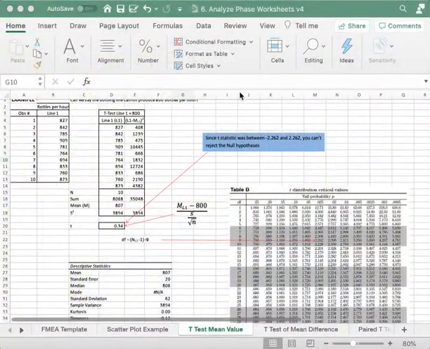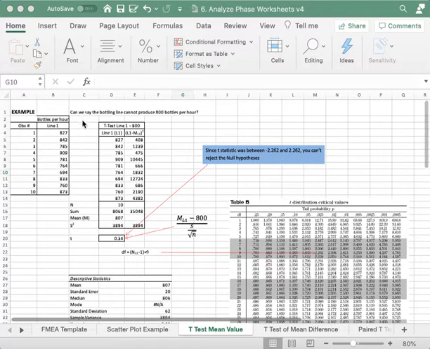So let's take a look at an example with a one-sample t-test. Open that Excel file that you have, the Analyze Phase Worksheet. You have a tab for t-test mean value. Here we have an example: say the bottling line cannot produce 800 bottles per hour. This is an example from Coca-Cola Bottling, one of our long-term partners, more than 10 years partnered with us on the Capstone Project.